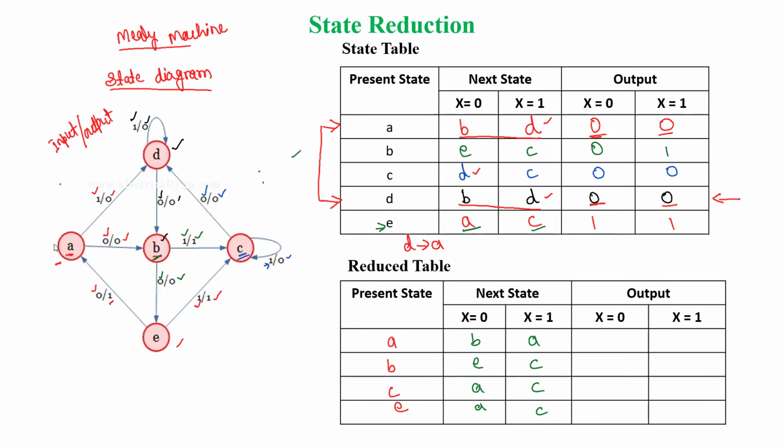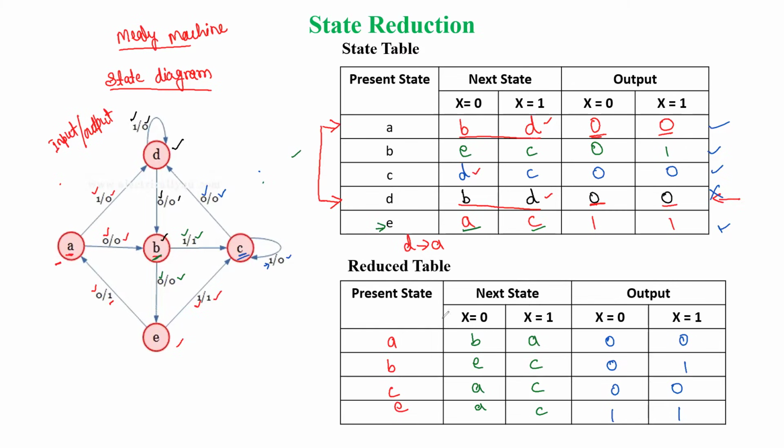Similarly, the same output values we are going to write, whatever output values are here. So this is 0, 0. Again we have 0, 1, 0, 0, and last one is 1, 1. Same from this table, we have copied, except this one. As per the present states, we have written this.